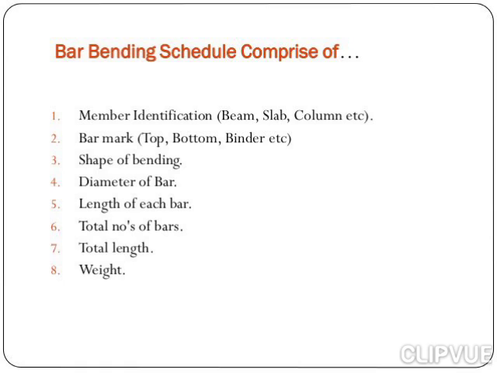So, what does a bar bending schedule consist of? It consists of the following materials: member identification, that is the beam, slab and column; the bar mark, that is top, bottom and binder; the shape of bending; the diameter of the bar; the length of each bar; the total number of bars; the total length and the weight.